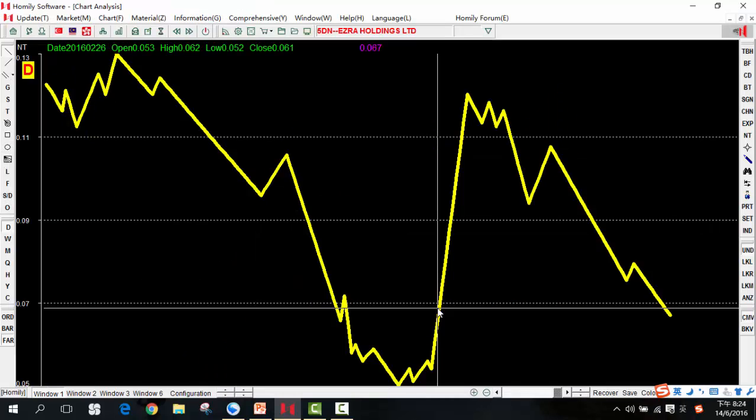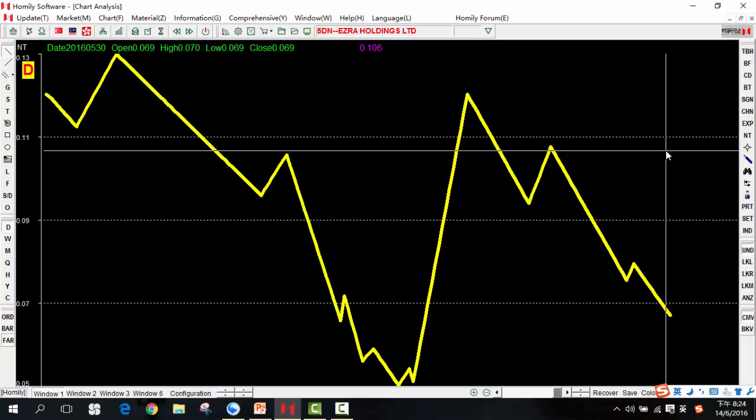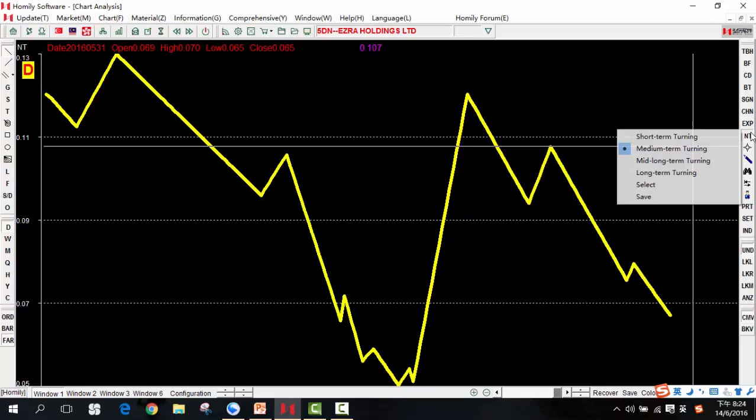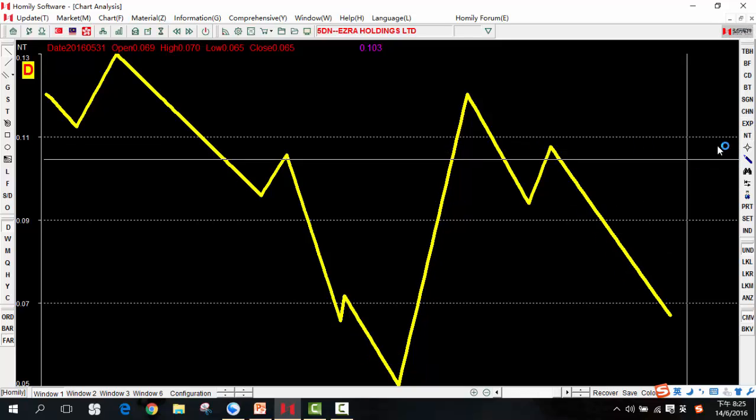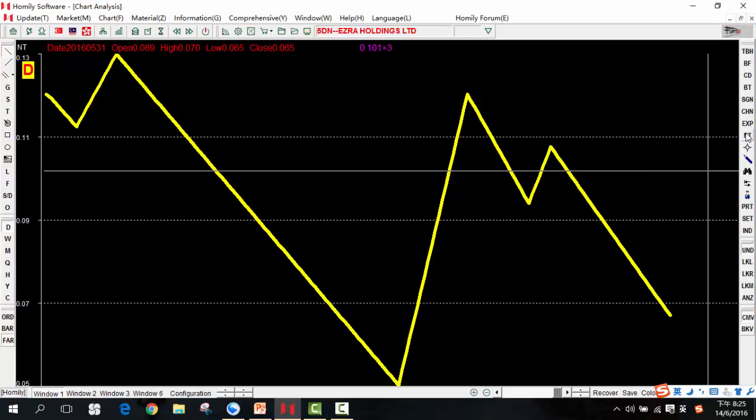How to find it in the software? Okay, so this is the short-term turning, right? If you want to check the medium-term turning, you can click this one. Then if you want to check the medium long-term or long-term, you can use this one to check.